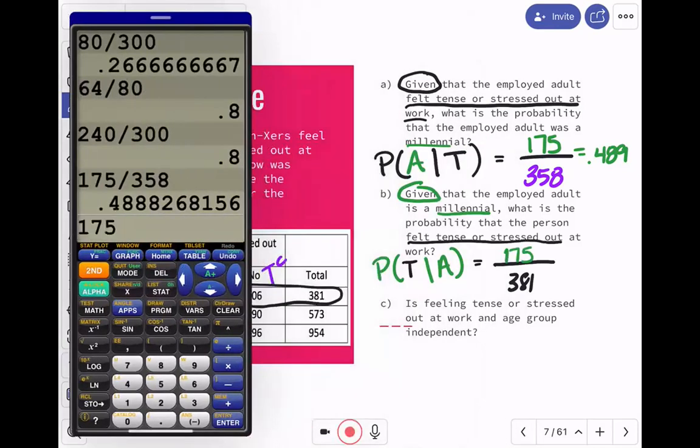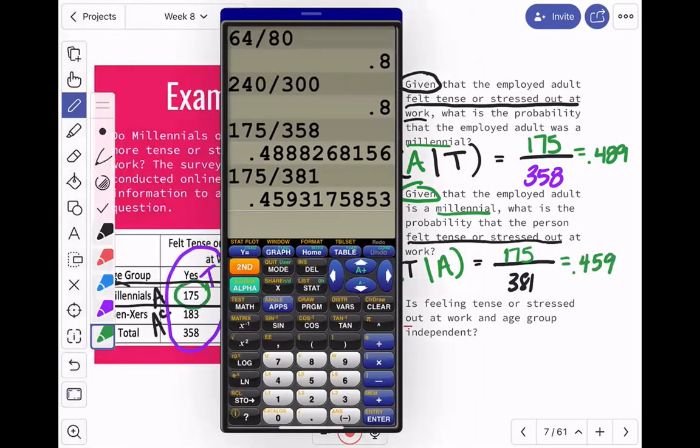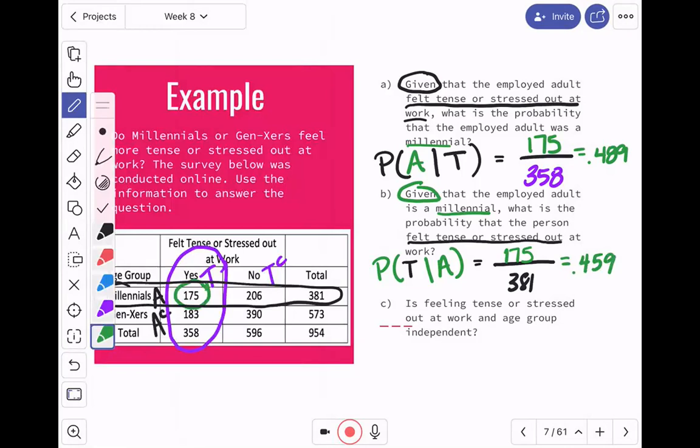So we do 175 divided by 381, and I get 0.459. Is feeling tense or stressed out at work an age group independent? Can I answer that question based off of these two things here? Yes or no? Yes. How? What would I do? They don't equal each other. So they're not. Try that again.